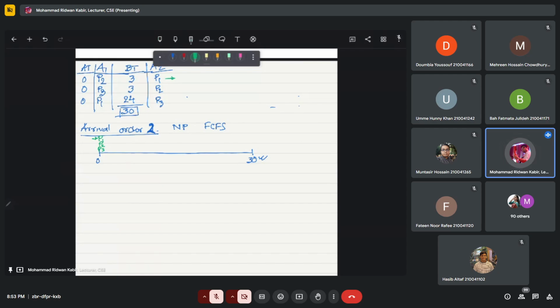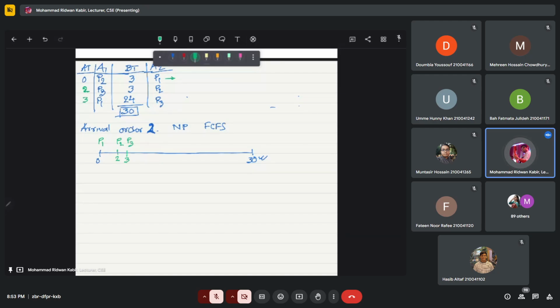Or to avoid confusion, let me do one thing. It's getting overly complicated for you guys to understand, so let me separate their arrival times in this order. P1 arrives at 0, then at time, say, 2, the process P2 arrives according to arrival order 2, and at time, let's say, 3, you have the process P3.